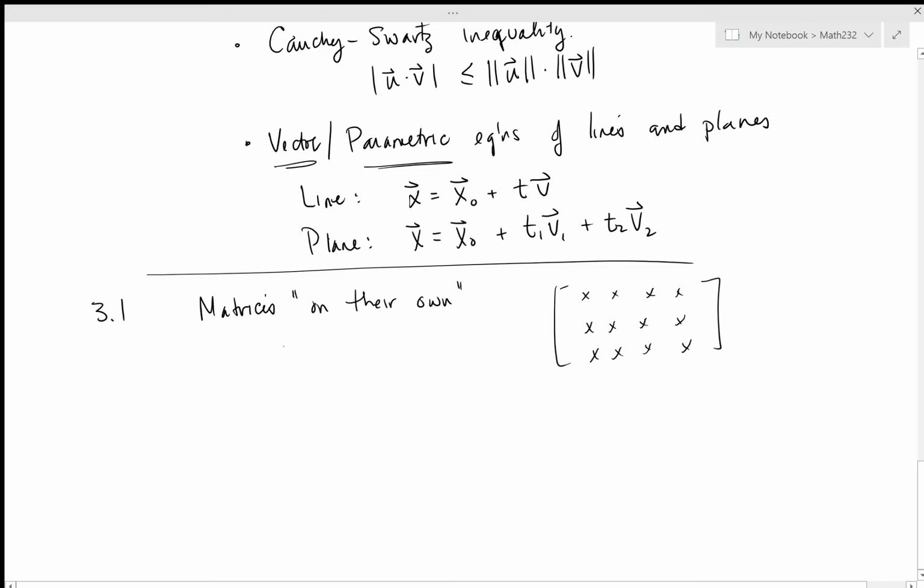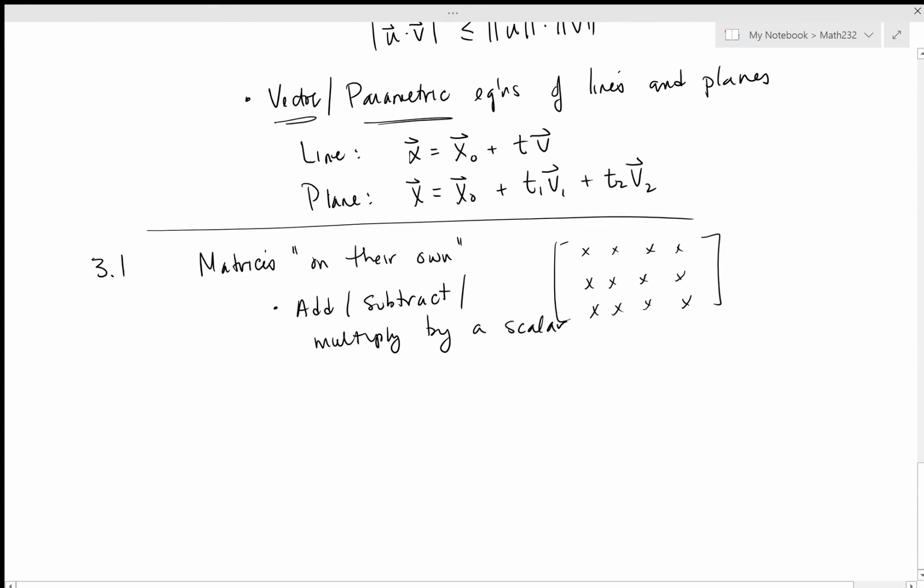We saw how to add and subtract these guys. We also saw how to multiply by a scalar. Okay. We saw how to multiply two matrices together. This is the important part of section 3.1, multiply two matrices.